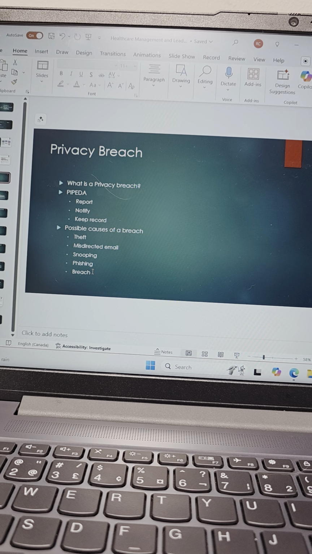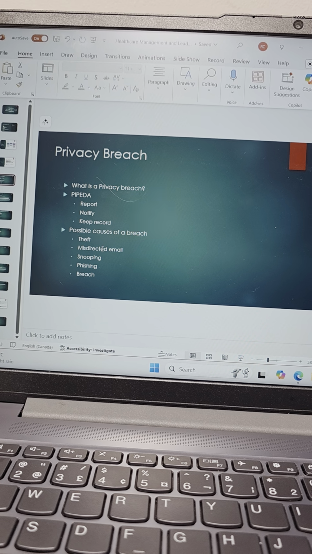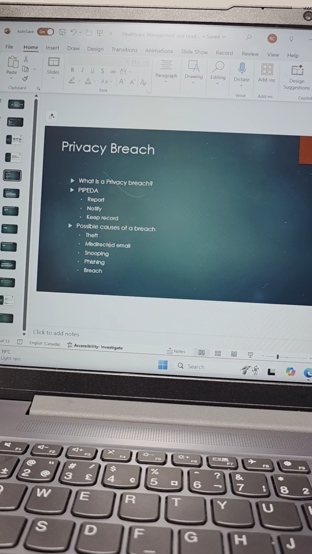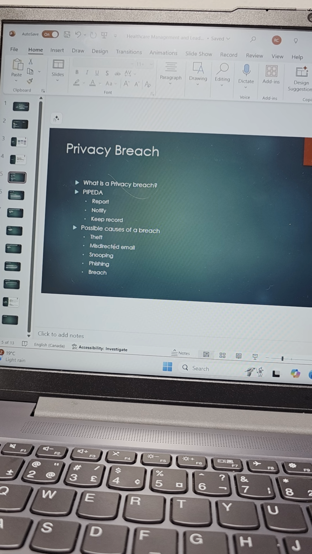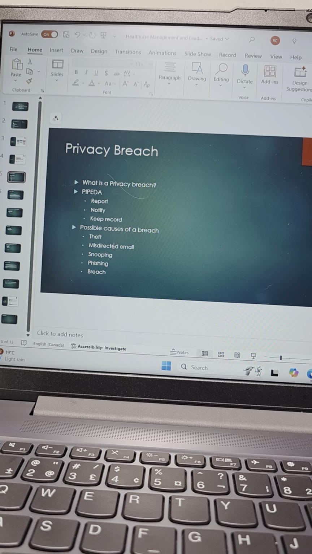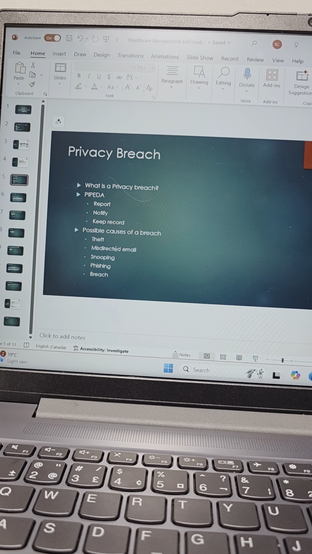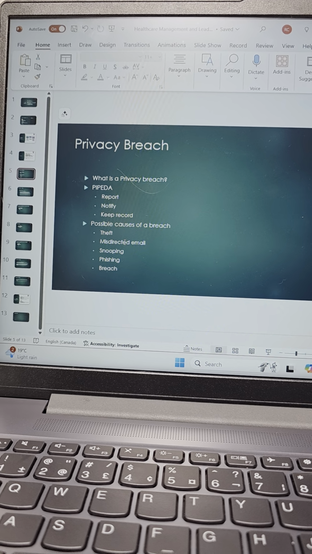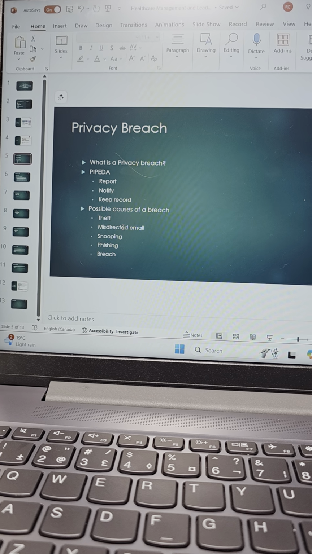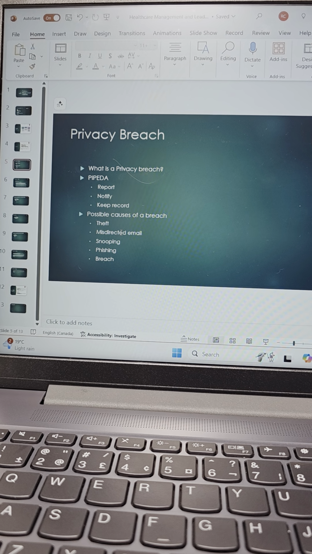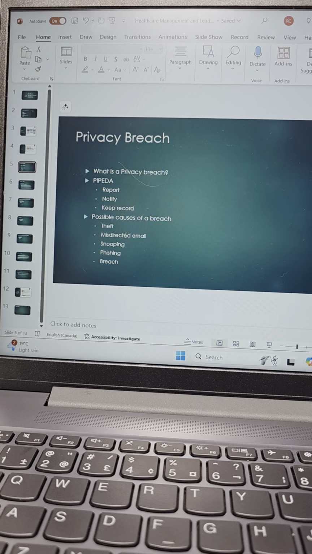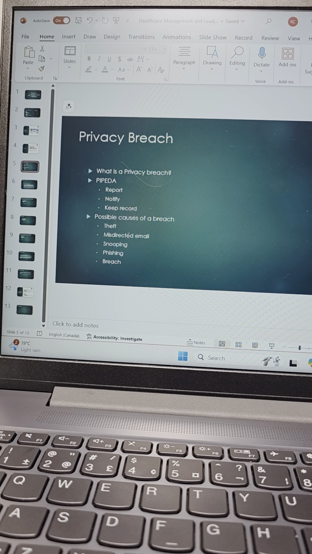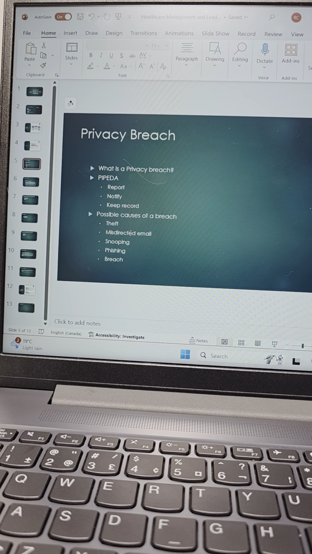A theft may happen if, for example, there's been a disappearance of equipment that contained personal information, like a USB drive that's not encrypted. Misdirected email happens when an email that contains personal information is sent accidentally to an unintended recipient.